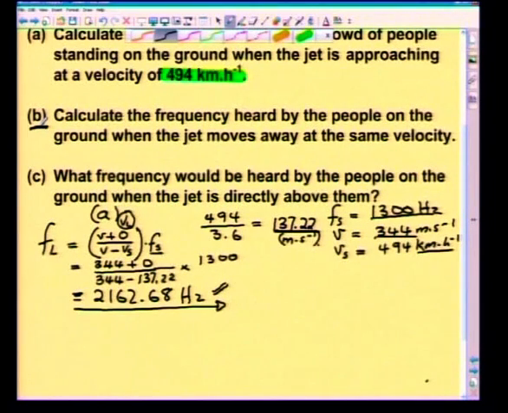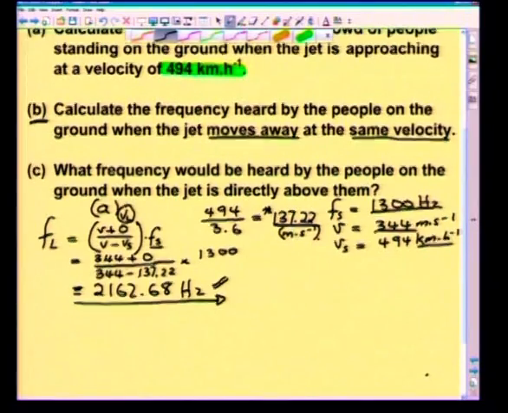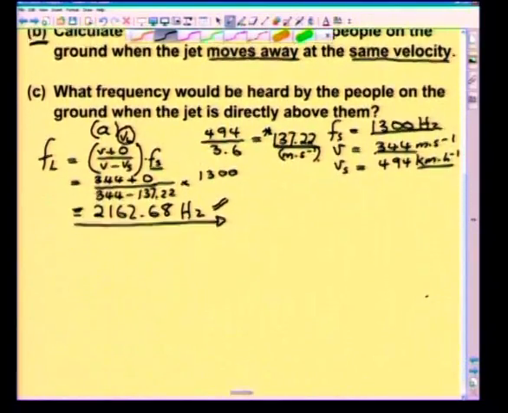Now let's move on to number B. Number B says calculate the frequency heard by the people on the ground when the jet moves away at the same velocity. Now there's something important here. This time the jet is not coming towards the people, but it is moving away, and we are told that it is moving away. The velocity hasn't changed. It is moving away at the same velocity, meaning that it is moving away at 137.22 meters per second. So we can quickly calculate what that frequency is going to be. This is number B.